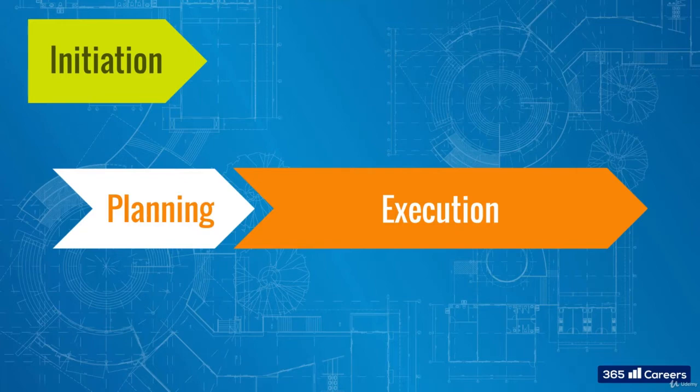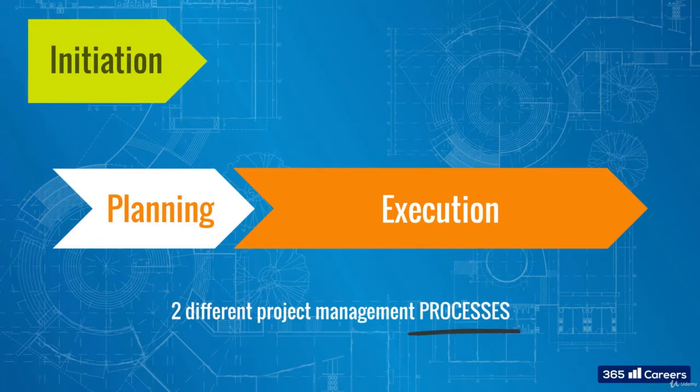Actually, for the purpose of our Agile lessons, it's better to stop thinking about planning and execution as two separate phases. We should instead consider planning and execution as two different project management processes or activities that the project manager performs together with the project team. Okay, back to the life cycle.